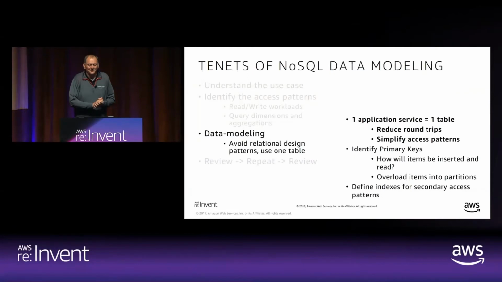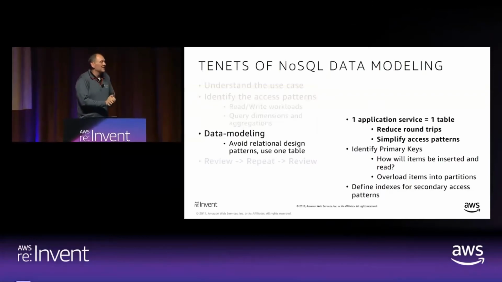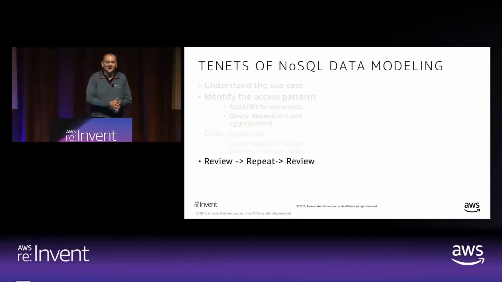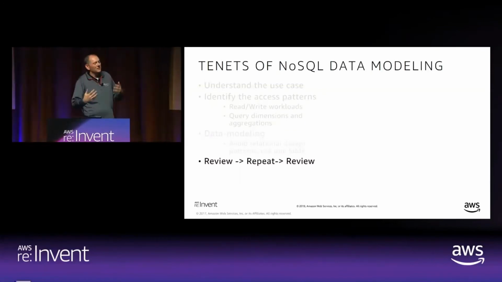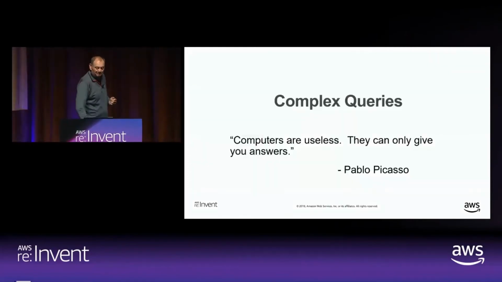Anyway. Table and identifying those keys and how we're going to access the data and what are the actual queries that we're going to execute. Define your indexes for your secondary access patterns, and then it's just an iterative process, right? Just like any development process, we're going to review, we're going to repeat, we're going to review, and we're going to get this thing down to a science sooner or later.